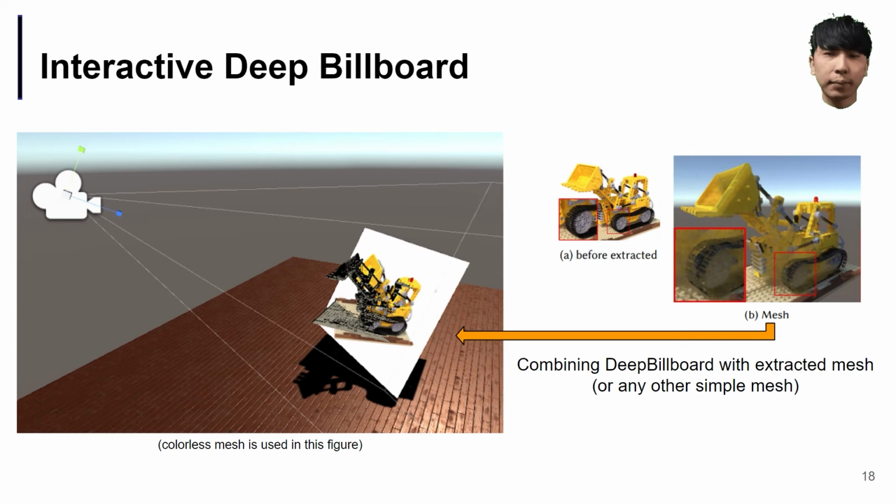Next, let me introduce Interactive Deep Billboard. A big disadvantage of a classic billboard is that it does not allow physical interaction. To solve this problem, we propose a system where a billboard is used for visual interaction while an invisible mesh is used for physics interaction. As shown in the figure, we used a mesh extracted from a trained NeRF model and realized some basic physical interactions. This allows our Deep Billboard to achieve both good visuals and good quality physics.